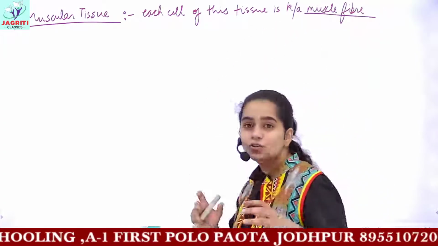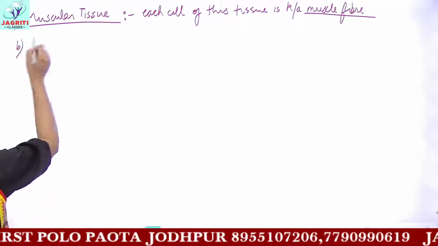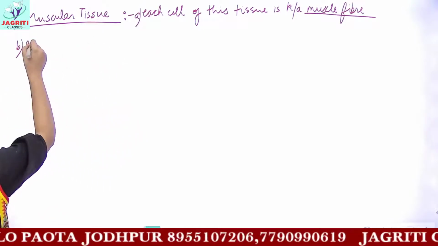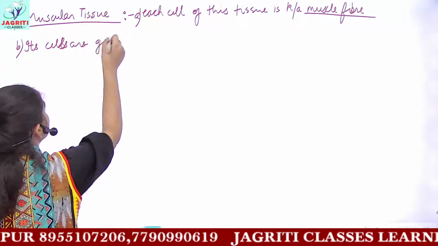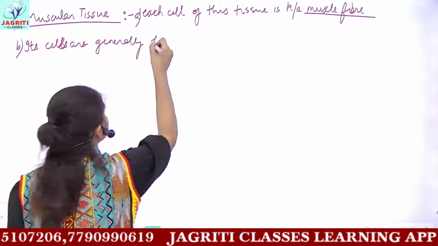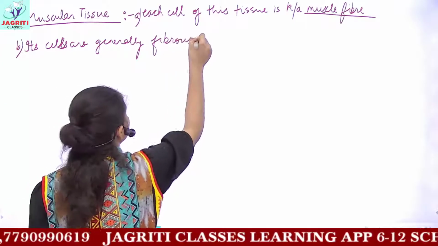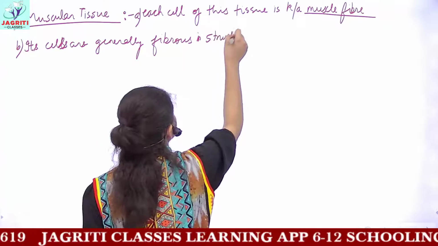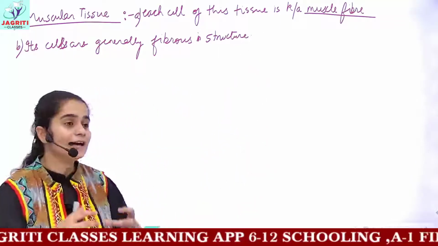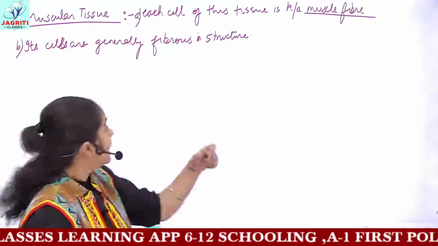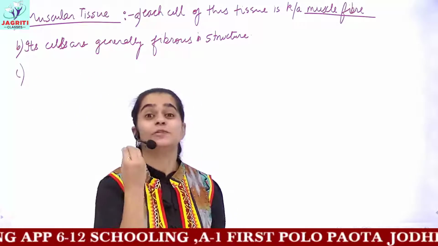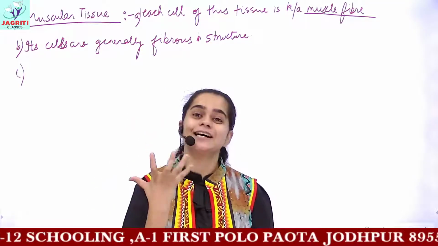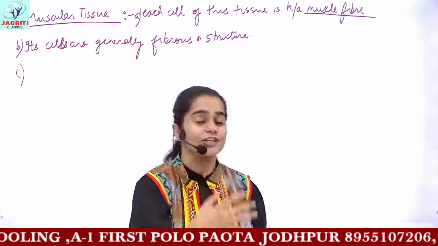Muscular tissue is generally present in fibrous forms. So the next point which we can include is its cells are generally fibrous in structure. Fibrous means they are in the form of a network of threads. And the next point here is that muscular tissue contains several specific proteins, and these proteins serve the function of contraction and relaxation of muscles.